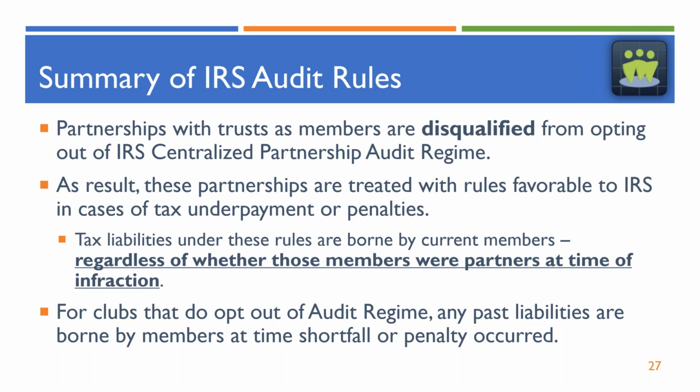So if you can opt out, it's best if you can. That's why we recommend you do not have trusts. You do have to opt out every year. It's just a question on the 1065. It's part of our club tax program. If you are able to opt out, then those past liabilities are borne by the partners at the time the shortfall or the penalty occurred. So the IRS will go after them rather than the current partners.